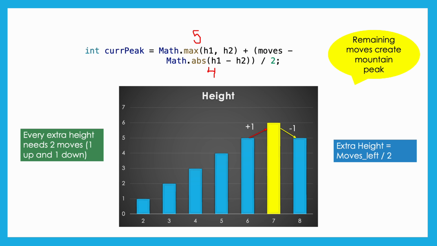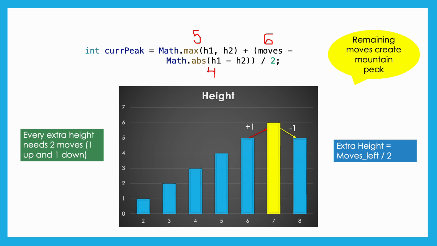And what are the total number of moves that I have? It is the difference in indexes. Like, what is the difference between 8 and 2 index? It is 6. So I had 6 moves in which I have utilized 4 moves. How many are remaining? 2 moves are remaining. And in those 2 moves, I have to do a +1 and a -1. Then I can increment 1 value.